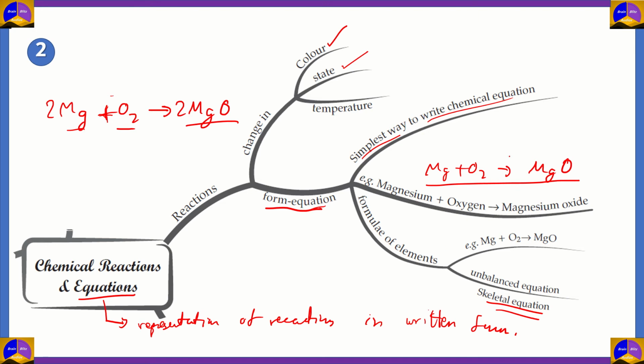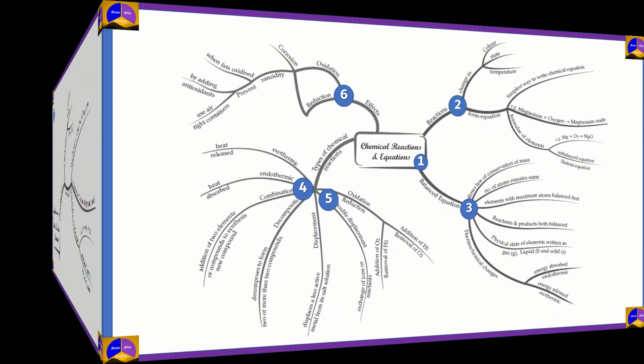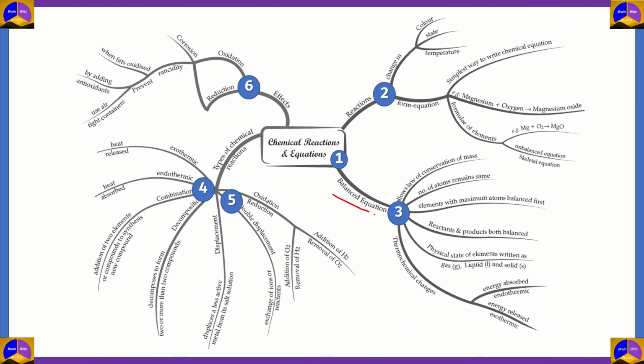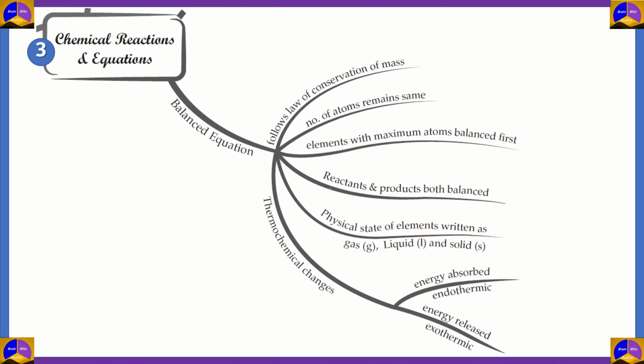So, how do you write the correct equations? Well, the correct equations are usually balanced, and that's what we're going to find out. Balanced equations are equations where the reactants and products are both balanced. So in this case, 2Mg plus O2 gives you 2MgO is a balanced equation.